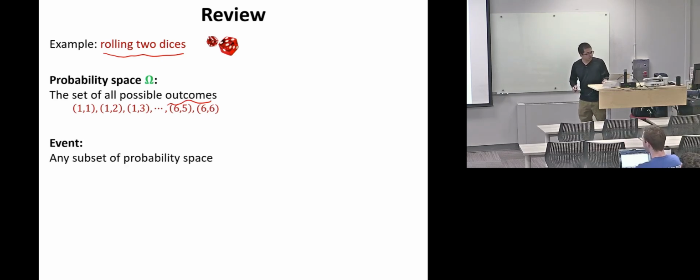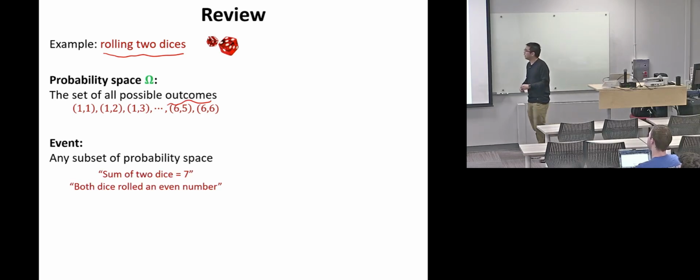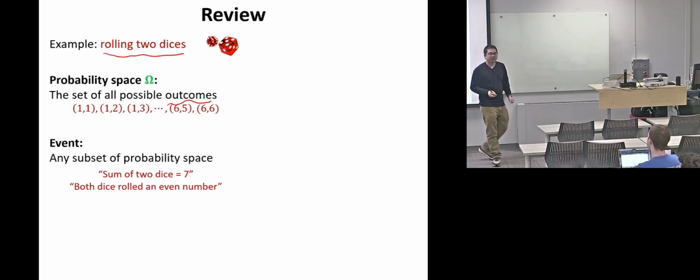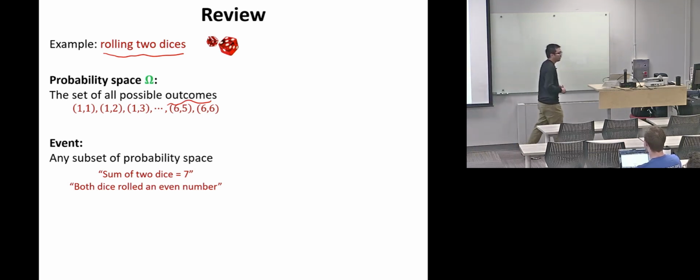Okay. What's an event? An event is just a subset of the probability space, a bunch of outcomes. For example, the sum of the 2 dice being 7 can happen when the first die is 1 and the second die is 6, the first die is 2 and the second die is 5, and so on. So it's just a set of possible outcomes that satisfy this condition. That's an event. An event can also be both dice rolling to even numbers, something like that.